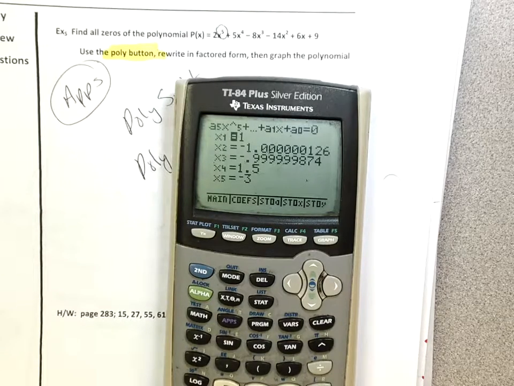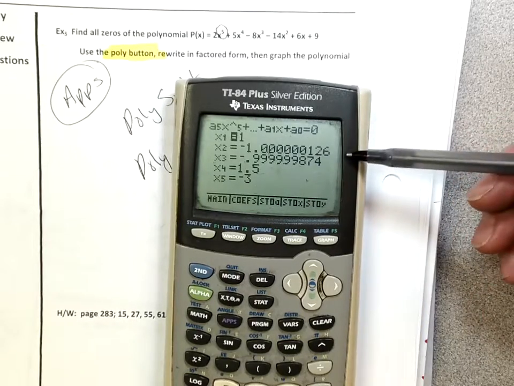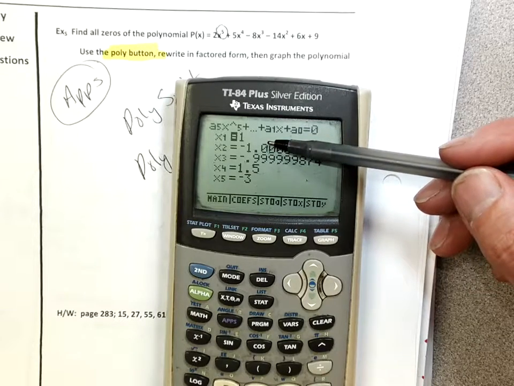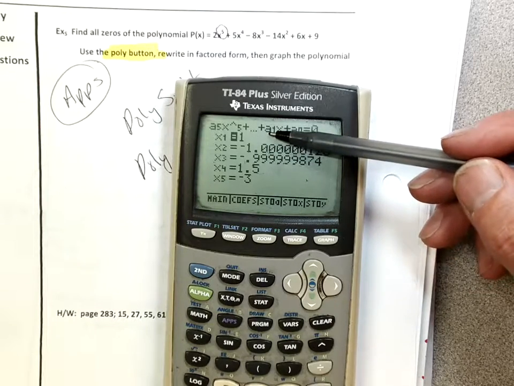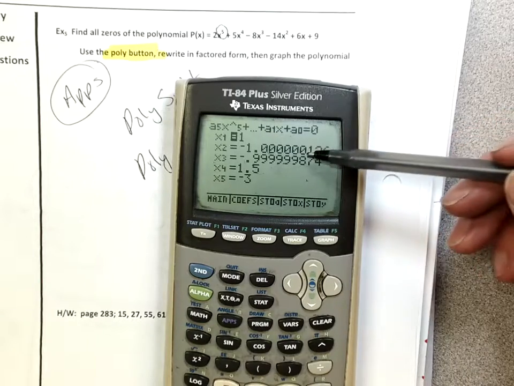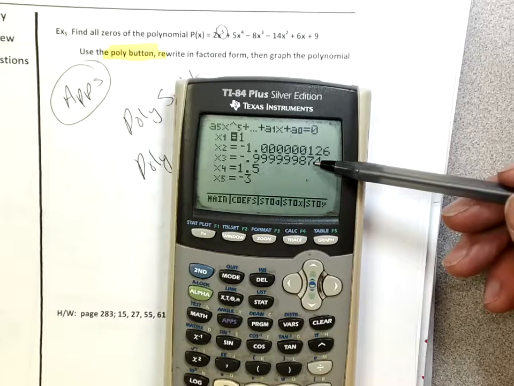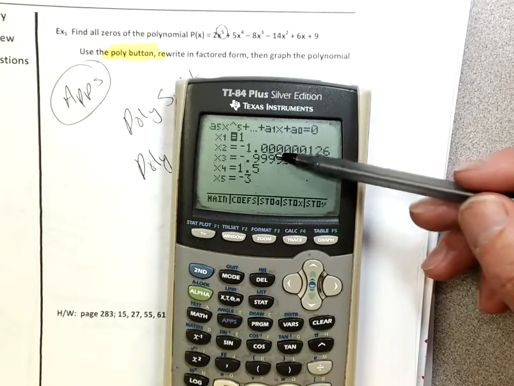So, because it's just trying to find them, this negative 1.000000 really is negative 1. It really is. It does not do math. It tries to find the value as close as it can. It really is exactly negative 1. We could prove it, okay? And this negative 0.9999999 really is exactly negative 1, okay? Which means we have a double root, okay?